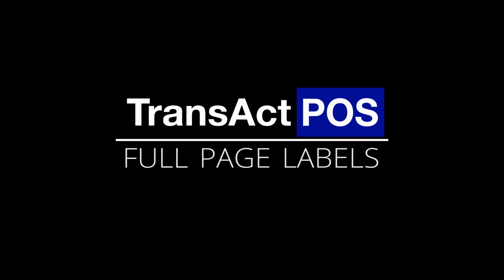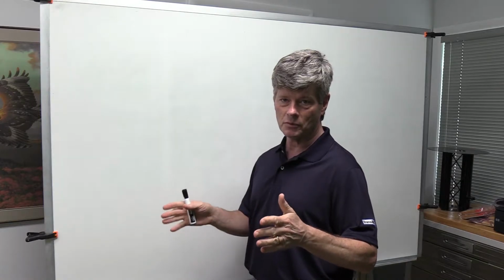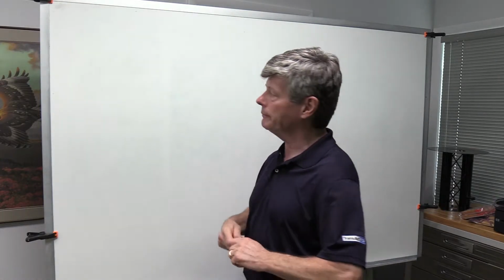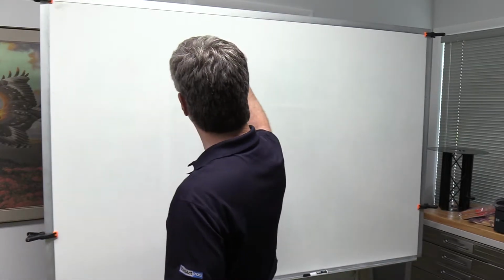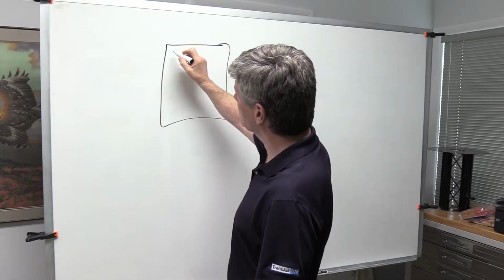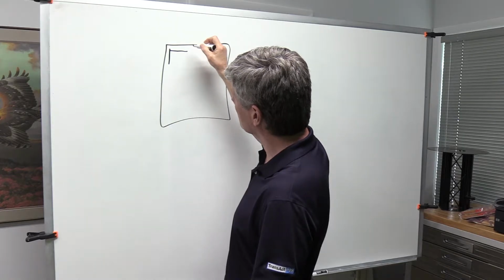Okay, so the question was, we've got an 8.5 by 11 piece of paper with labels, and how do we set those labels up? If you start off with an 8.5 by 11, where you want to start aligning the label is up at this top left corner.